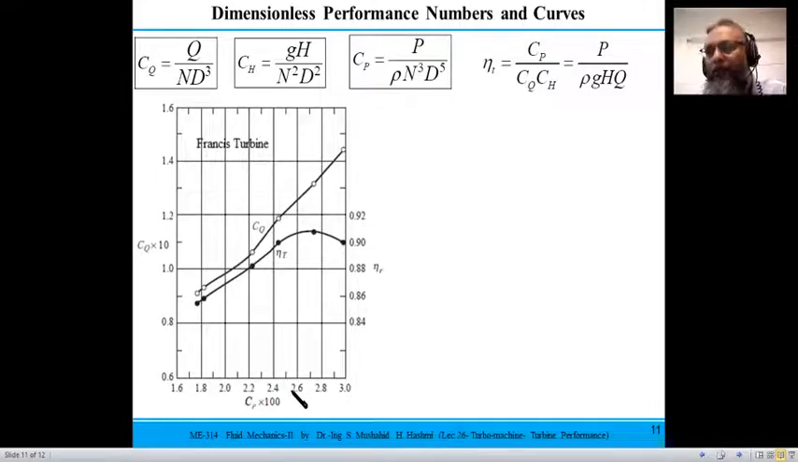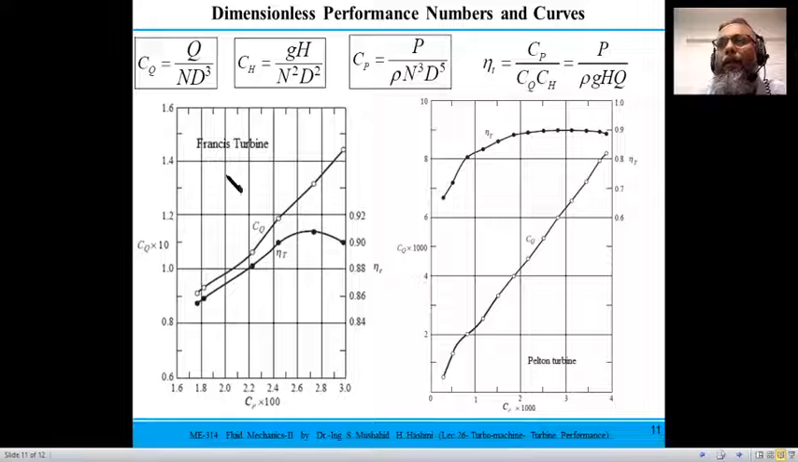So these are typical performance curves. This one is for the Francis turbine, which is a mixed flow turbine. This is a Pelton wheel, which is a tangential flow turbine. In that case, it is almost straight-line behavior for the Pelton wheel, but for the Francis turbine the efficiency varies from 0.84 to 0.9. Here it is almost 0.8 to 0.9 for most of the operating conditions. So the performance curves show the difference in how the devices are going to work.